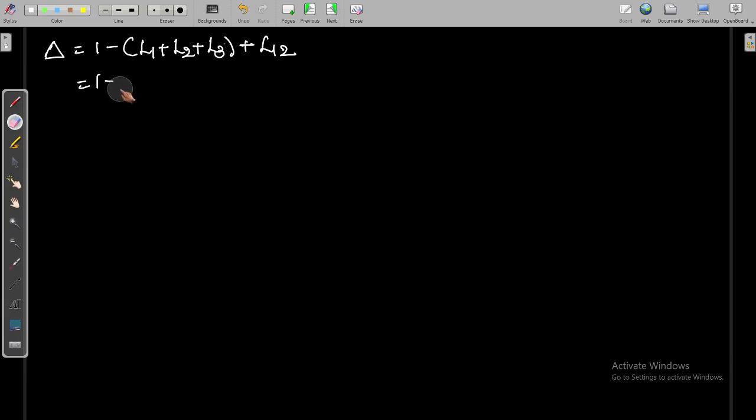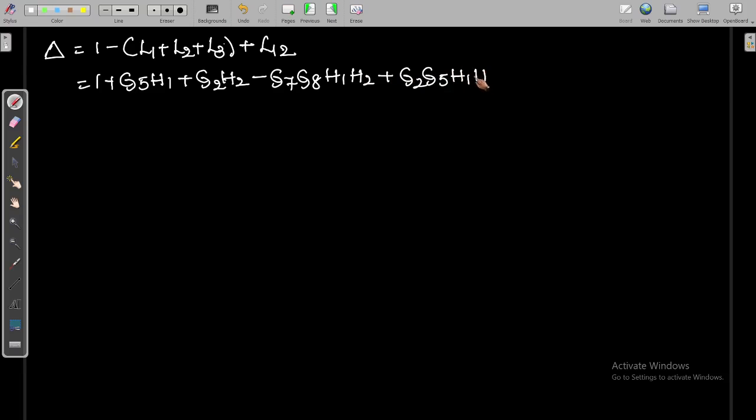So all the loops have a negative sign, that's why I am going to get a positive here: 1 plus g5 h1 plus g2 h2. The other one has a positive sign, so you are going to get a negative here: g7 g8 h1 h2. Next, plus L12, that is g2 g5 h1 h2. So this is the delta.